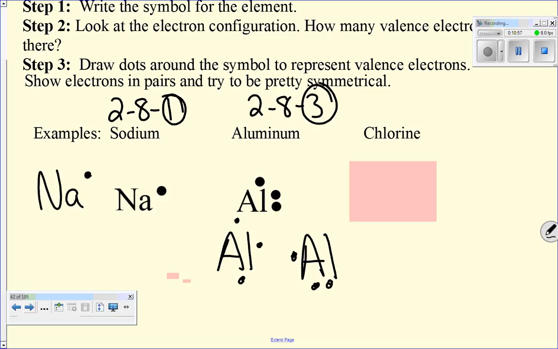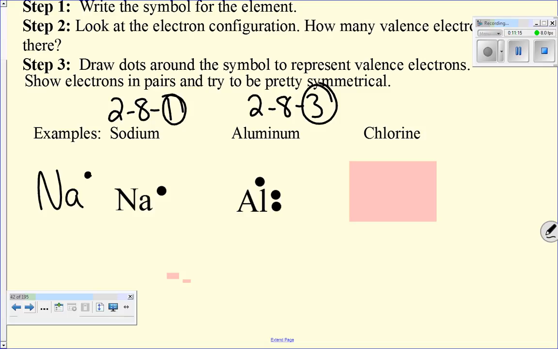What's really important here is that we make sure we don't have more than 2 dots on any one side of our aluminum diagram. I tend to lay them out where I have more of them on the right, and I like them in pairs because electrons actually exist in pairs.